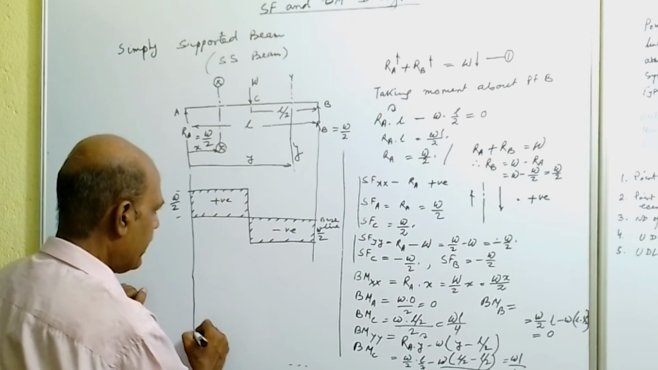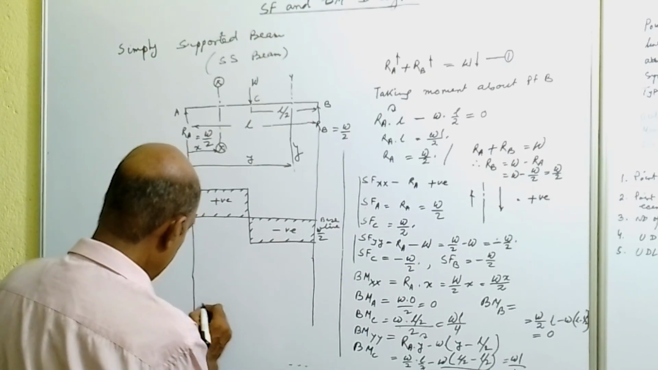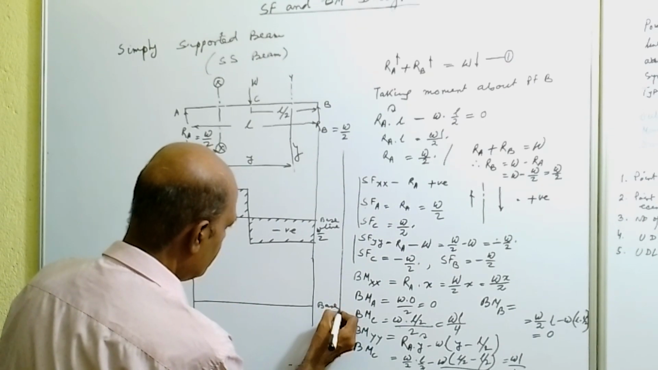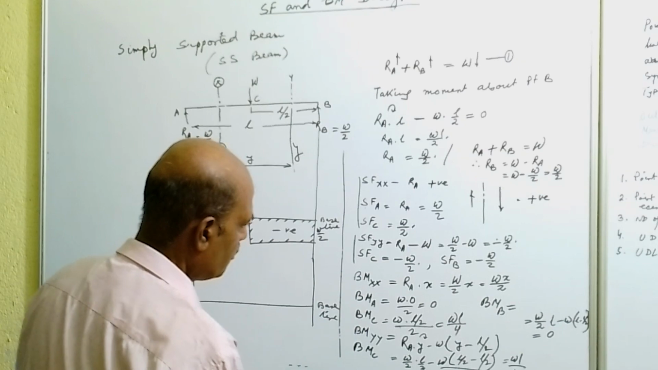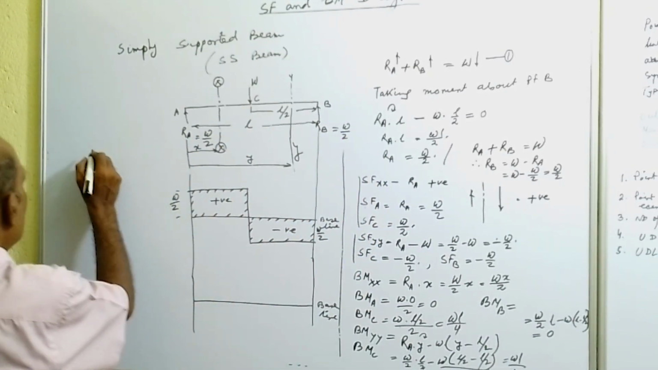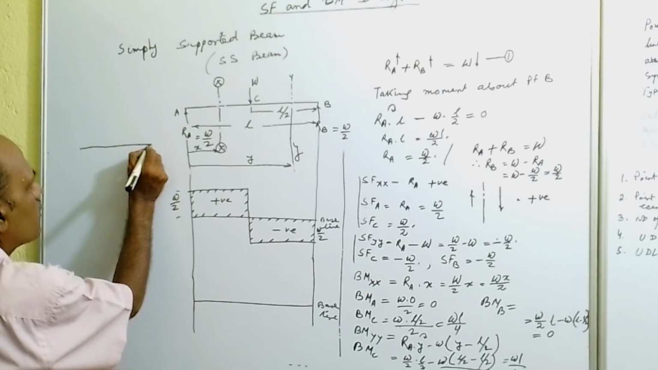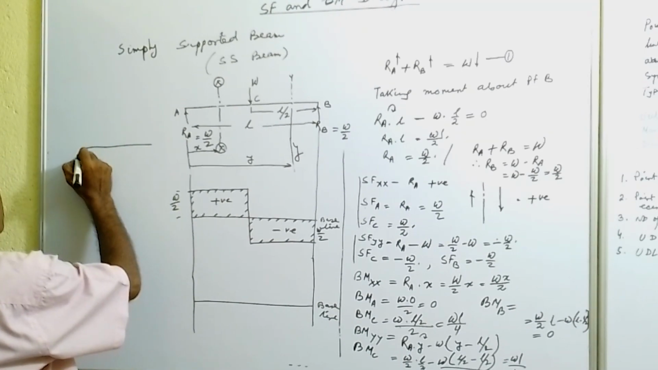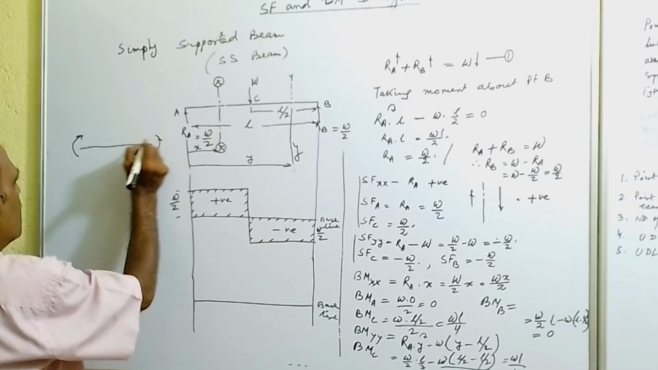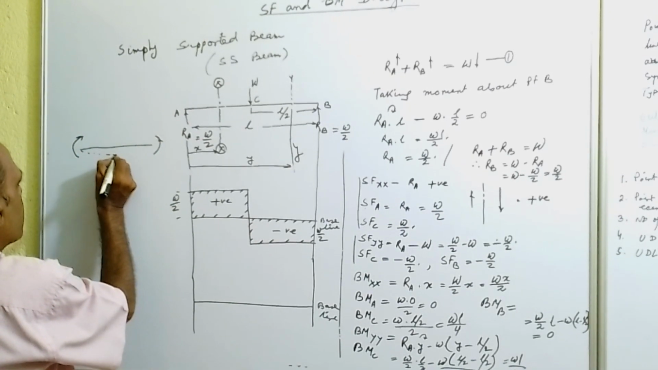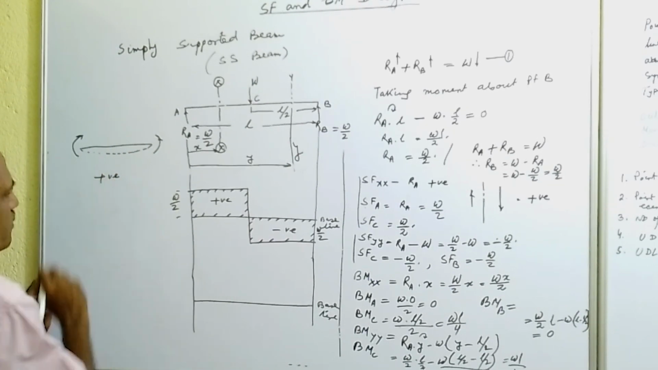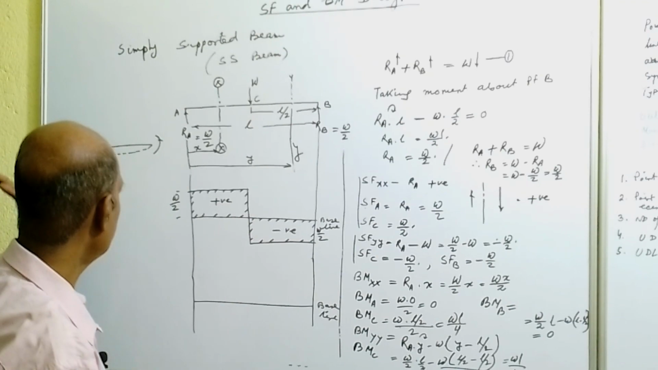So for bending moment diagram, first draw the baseline. So let this is the baseline. Now you have to find out whether the bending moment is positive or negative. So for this simply supported beam, the moment is acting like this, so the beam will take the shape of this, so that means bending moment will be always positive. Okay, so that is positive.